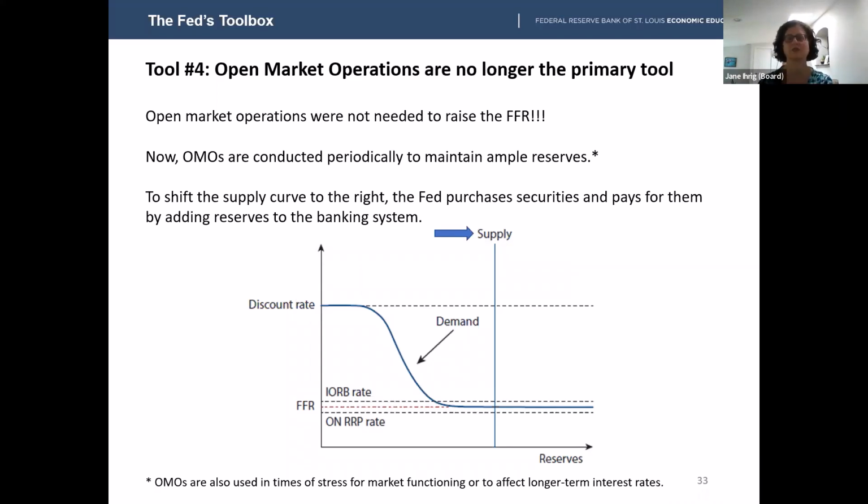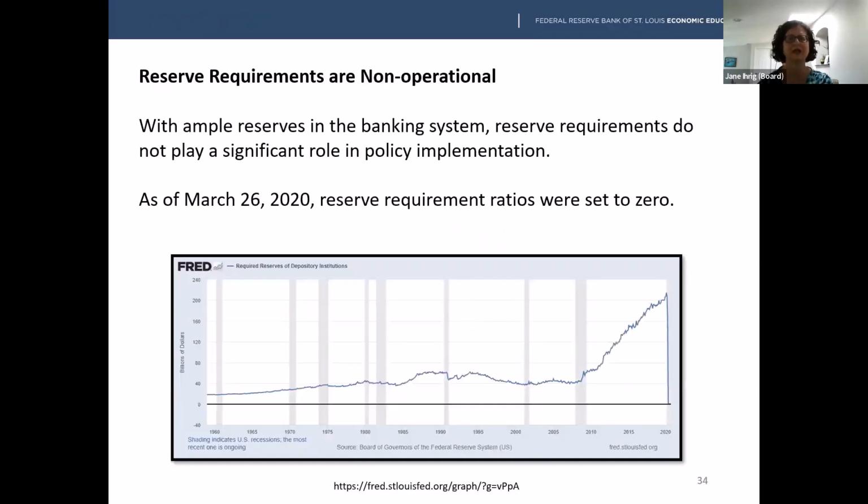We have to make sure the supply curve stays ample, far enough to the right to intersect the demand curve where it's flat. And so there are some factors in the economy that can drain reserves over time. And if that's the case, the Fed would do an open market operation and push that supply curve, keep it ample.